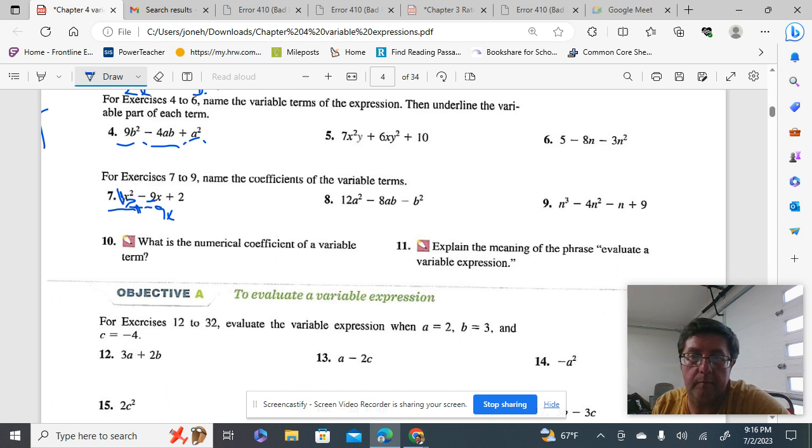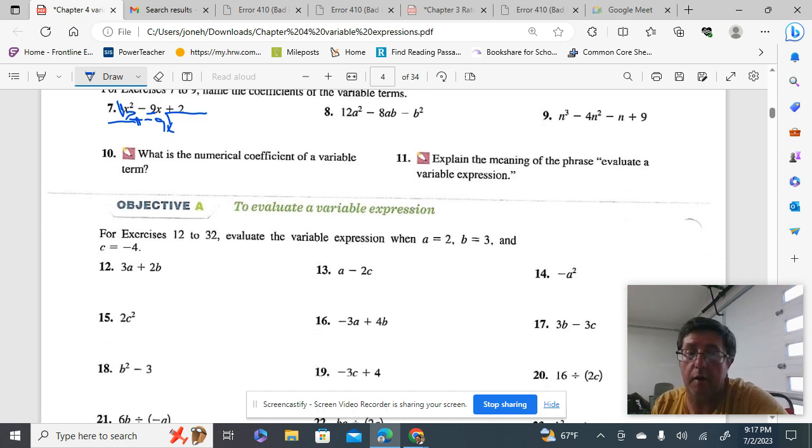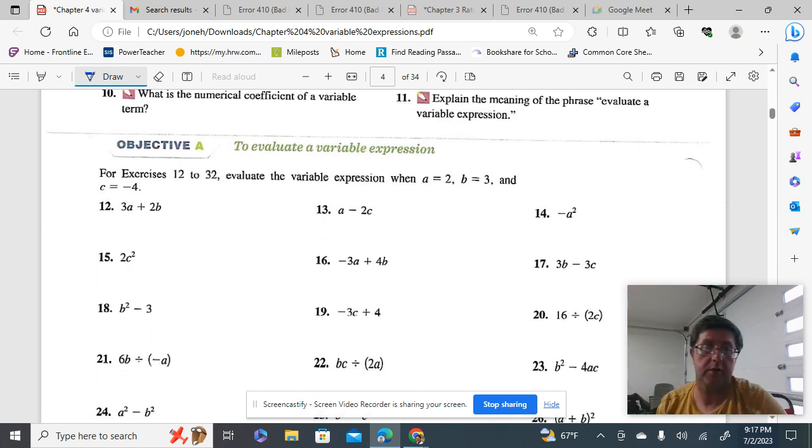And of course then you have the constant. I'm not really worried about that much, guys, because if you learn how to do these problems, that's what's important.